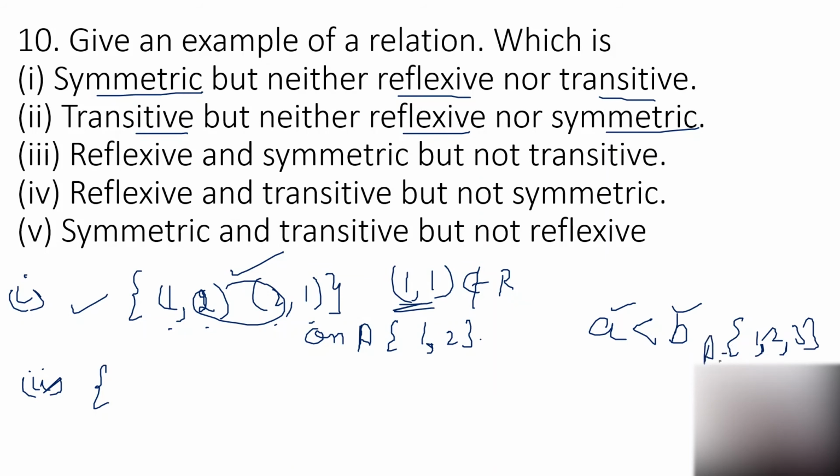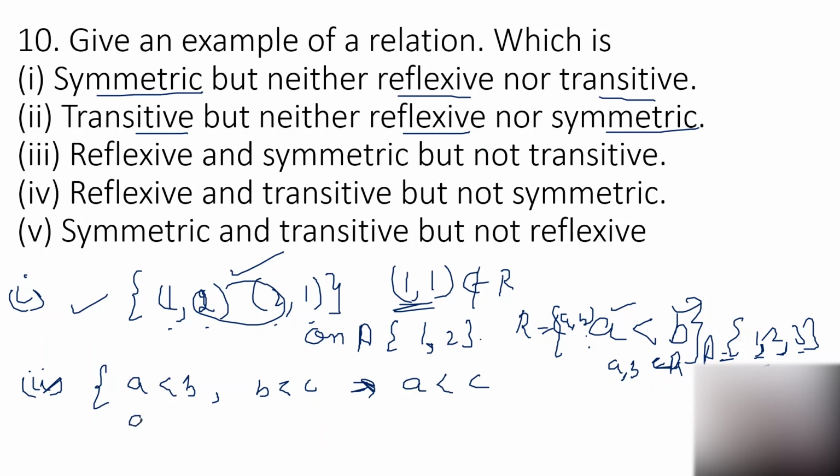Set A can contain 1, 2 and 3. Then the relation defined by R is equal to the set of A, B such that A is less than B and A, B belong to A. Then it is transitive. Yes, it is, because if A is less than B, A and B are related, and B is less than C, then we can imply that A is less than C. But A is not less than A. So this is showing that it is not reflexive. Now let us consider symmetric. Symmetric or not, A is less than B, okay.